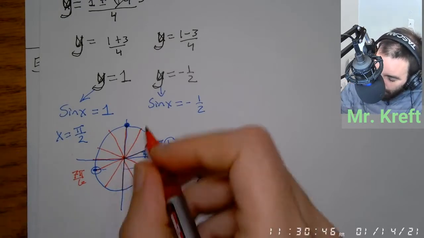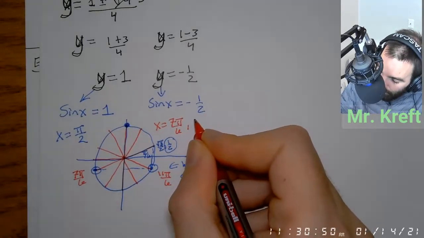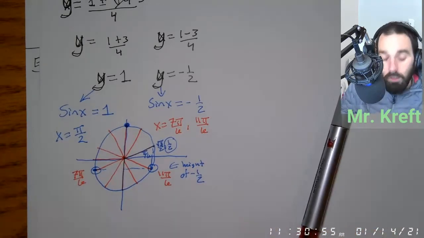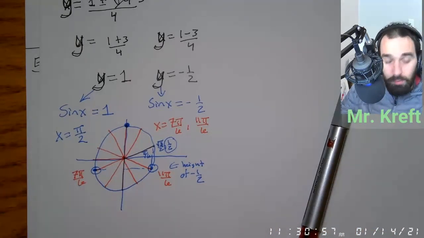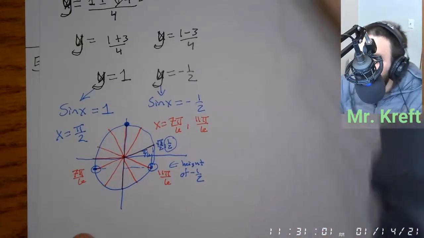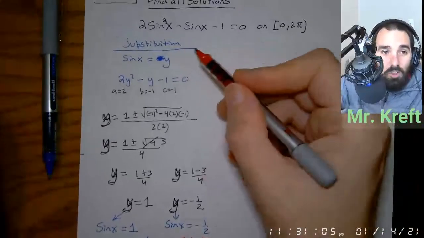So here I can go like this. X equals 7 pi over 6 and 11 pi over 6. There we go. All right. So again, you would want to check all of those answers. So in this case, I got 3 answers. Okay?